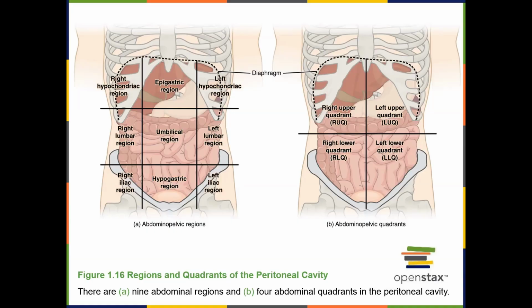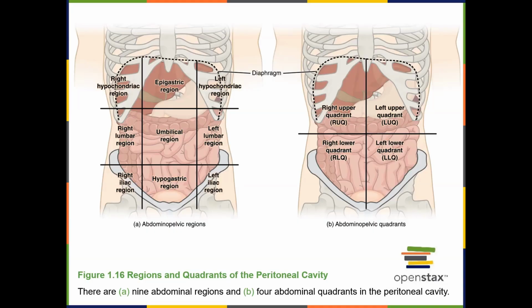Like the umbilical region, there are the lumbar regions. The right lumbar region contains the ascending colon and the hepatic or right colic flexure. The left lumbar region contains the descending colon as well as the splenic or left colic flexure.